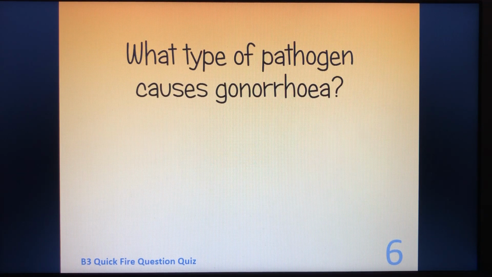Question 6. What type of pathogen causes gonorrhoea? You see this topic, I decided to go in a much more logical format rather than jumping around with the questions. We're going in themes. So which type of pathogen causes gonorrhoea? And the answer is, it is a bacteria. So it can be treated using antibiotics.